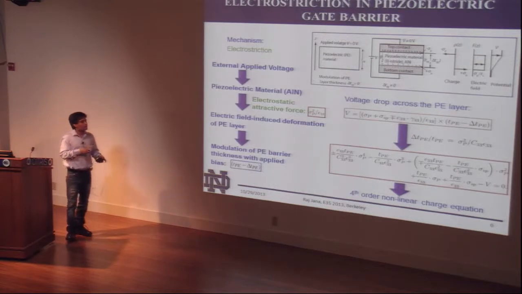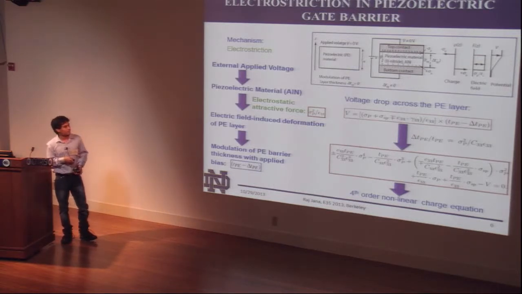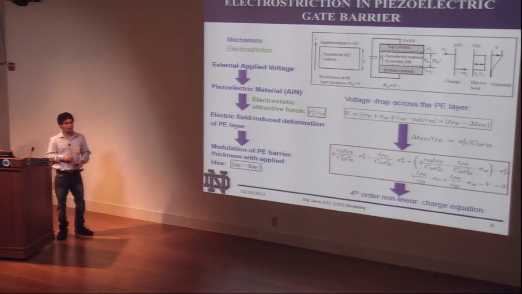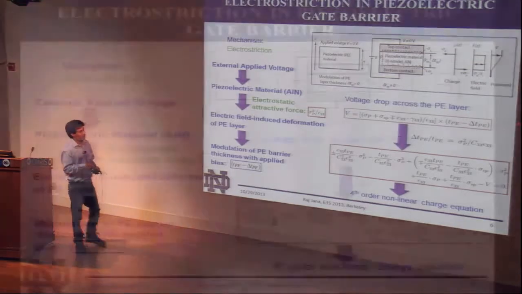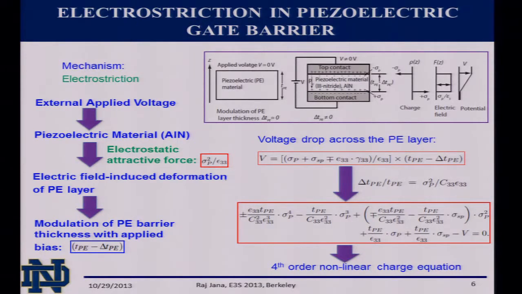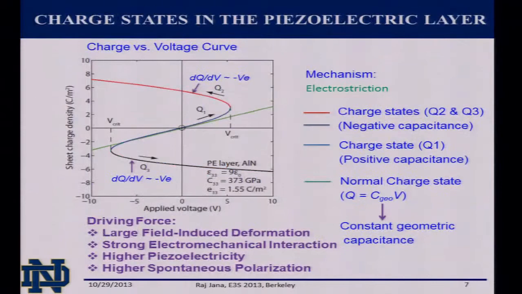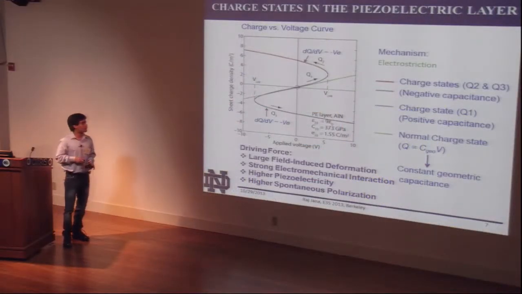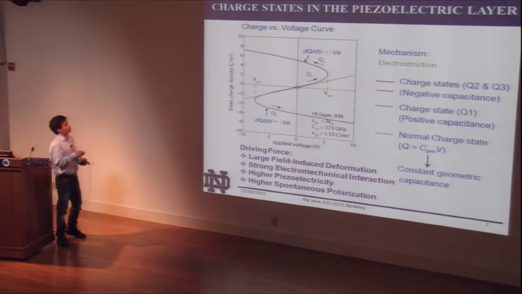So I'm just calculating using basic electrostatics: the voltage drop across the piezoelectric layer, Gauss law, just electric field times the modulation of the thickness, and substituting that strain, delta Tpe divided by Tpe. You can see this as a Maxwell stress, the square of the polarization-induced charges. And then I came up with a nonlinear charge equation. And then you can see this figure, the negative capacitance approach based on it. So I can explain this figure.